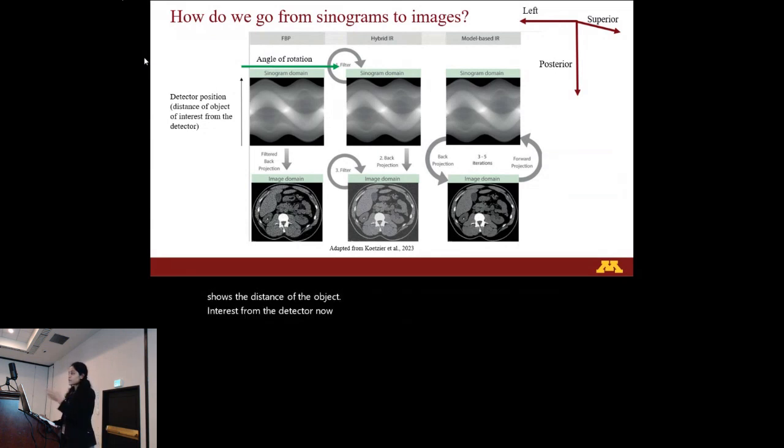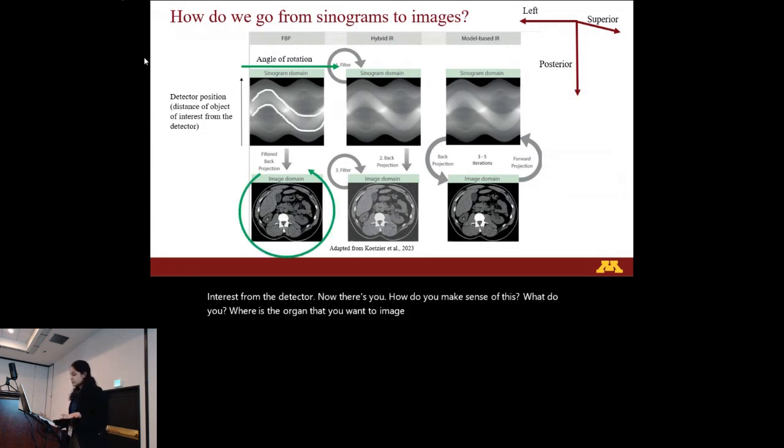Now, how do you make sense of this? Where's the organ that you want to image? If you look at the path that I've highlighted, is anybody able to tell me what that corresponds to in the image at the bottom, where you see a bright signal going through? Yeah, you're right. It's basically the highly dense bone that's captured there.